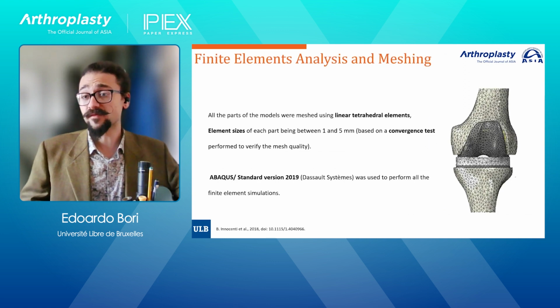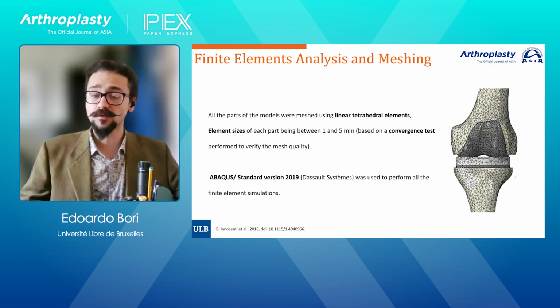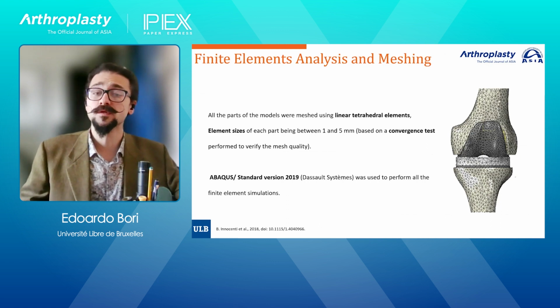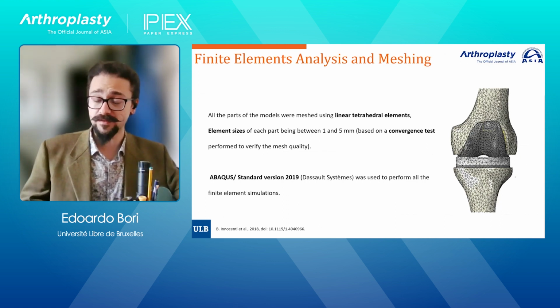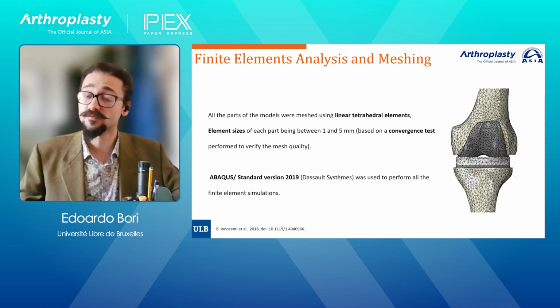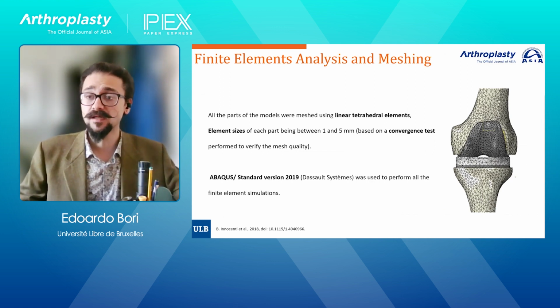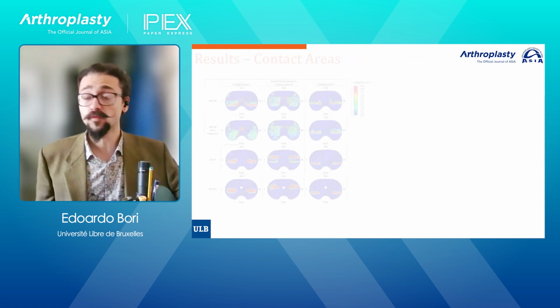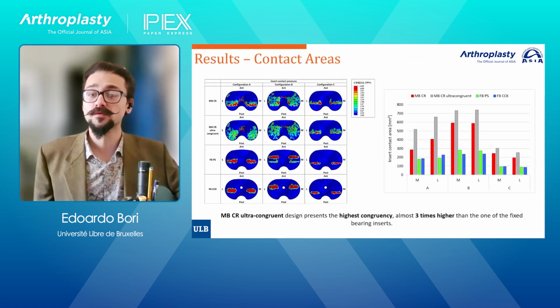Now we have everything, so the last part to do before launching the simulation is to define the mesh, and what we did was to proceed with linear tetrahedral elements. The element size was chosen between 1 and 5 millimeters according to a convergence analysis that we performed, and Abaqus was used as a solver. So we performed the simulations and we got to the results.